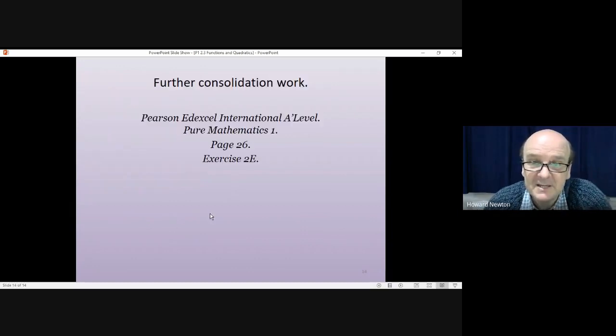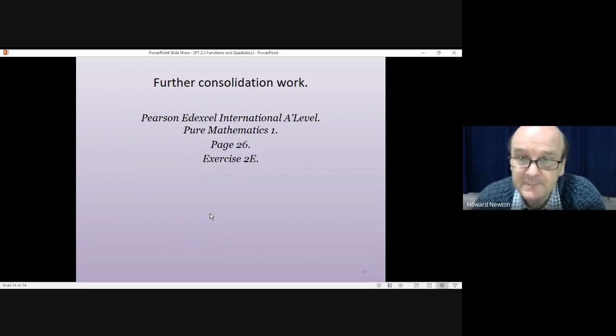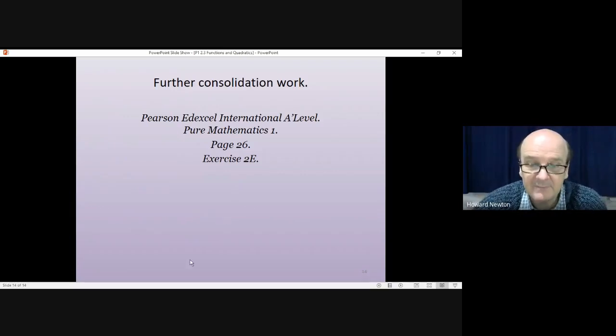Okay, that gets us to the end of the lesson. If you've got the textbook, turn to page 26 and have a go at exercise 2E.